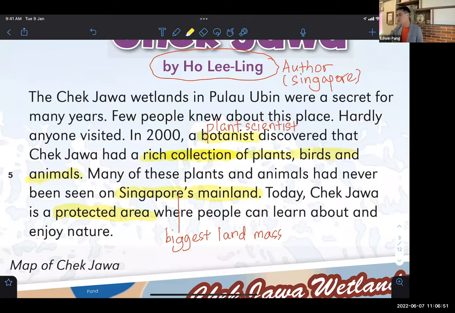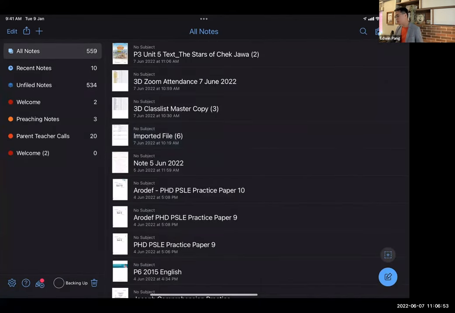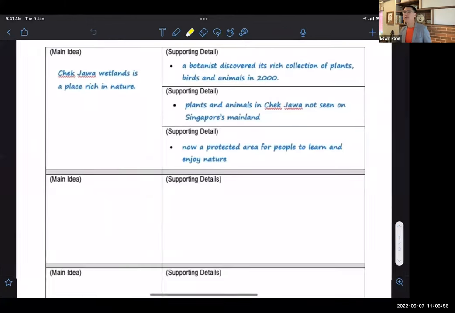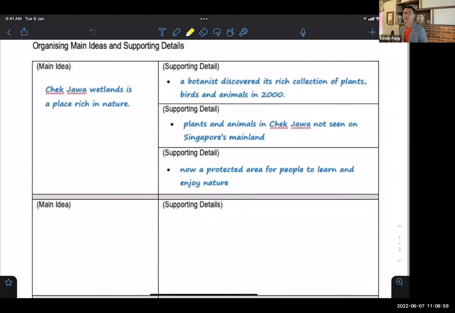Now, if I go back to today's worksheet, which we are going to be doing, you'll see that they have captured the first main idea. Chek Jawa Wetlands is a place rich in nature, okay? And what are the supporting details that tell me that it's a place rich in nature? Well, a botanist is someone who studies plants, remember? Discovered this rich collection of plants, okay? Plants and animals are found there that are not found anywhere else in Singapore. That's the second supporting detail. And now it is a protected area for people to learn and enjoy nature. That is the third supporting detail.